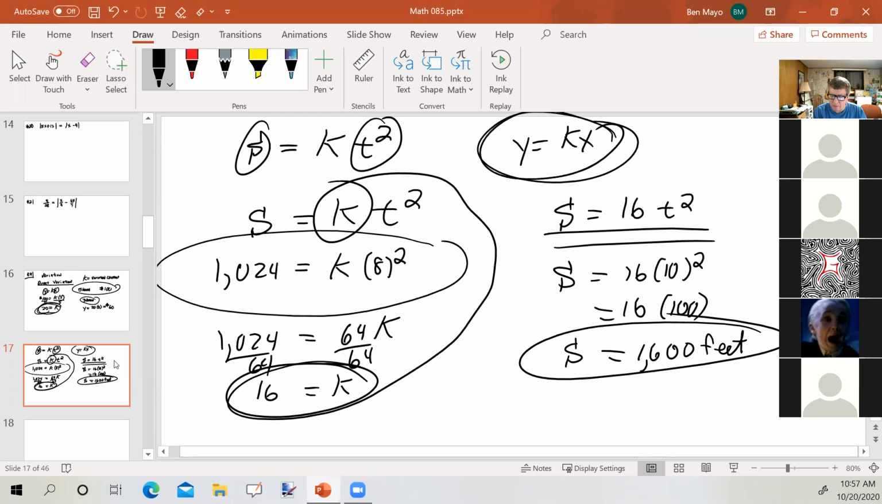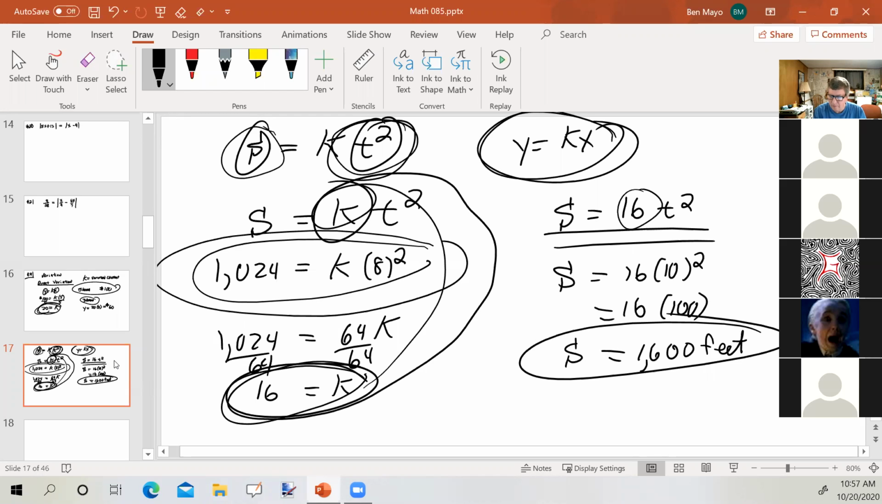So reading the problem, it said direct variation. So this was my model. It said that the distance varied directly with the square of the time. I went through taking the information they gave me, determined what K was, put that back into the formula, went to the new scenario to answer the new question.